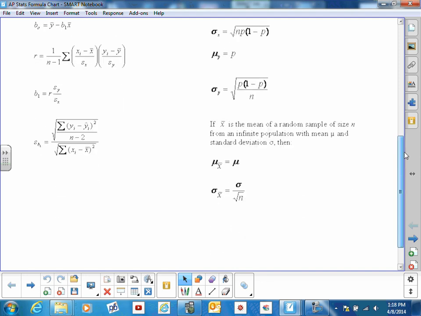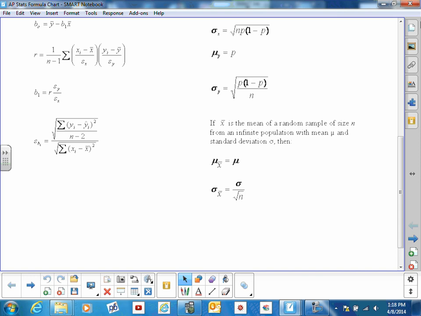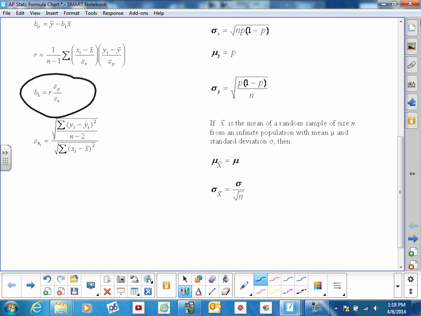Here's about the only one that I think you need to be able to locate on this chart. That isn't something that I anticipate you having to have memorized. This is the formula for slope, when you are given the variability in the y, the variability in the x, and the correlation between the two variables. And that's what we have in this problem.